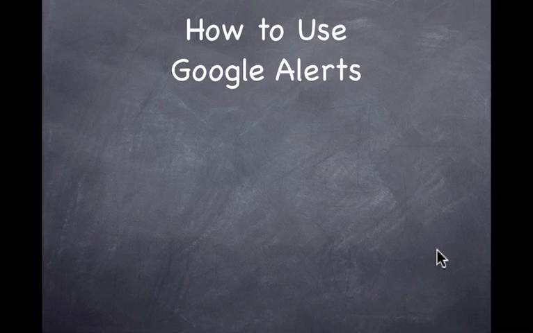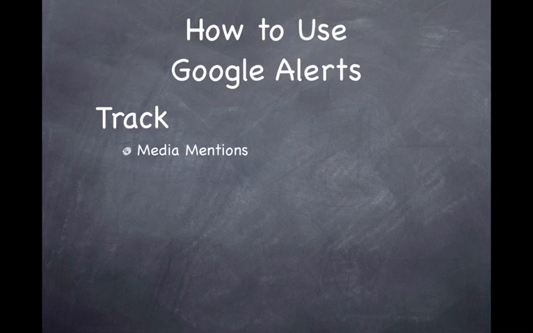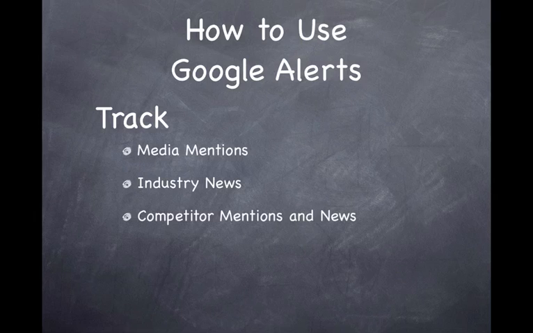So here's how to use Google Alerts. You can use them to track the following. Media mentions. It's always a delightful surprise to find out you've been mentioned in the media and you may not know about it. Industry news. You'll want to keep abreast of industry news and happenings and events. When your competitor gets mentioned and when they have news. And this is a great way to find journalists and publications that write about your topic.